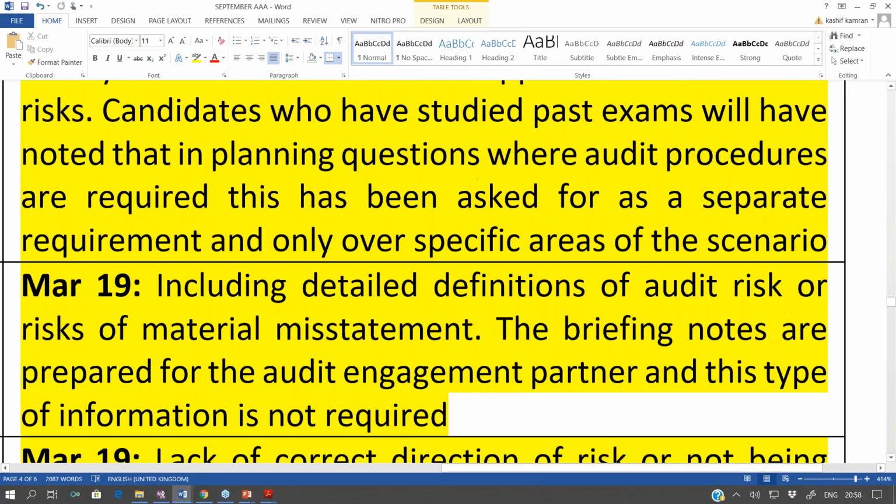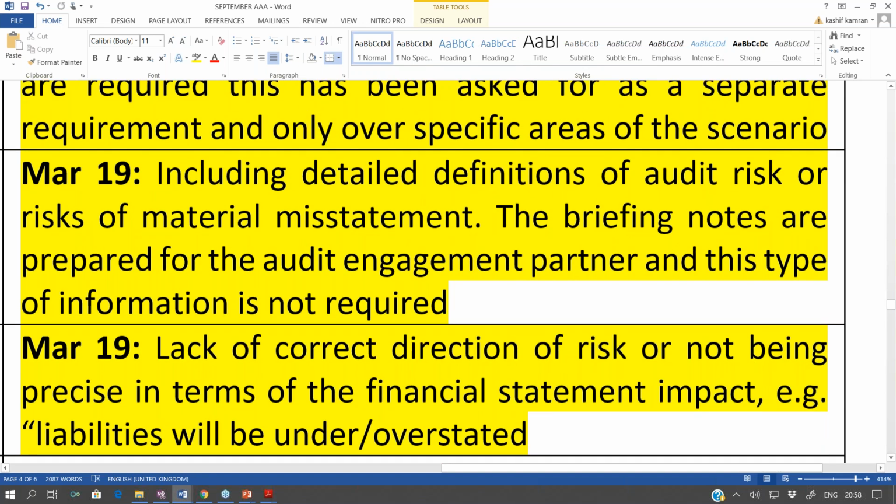And the same problem is here, right? Including detailed definitions of audit risk or risk of material misstatements. The briefing notes are prepared for the partner, and this type of information is not required. You're writing a briefing note to the partner, right? How can you give definitions in a briefing note to a partner? The partner is experienced, he's capable. Should you be telling him the definitions of things? So please be realistic.